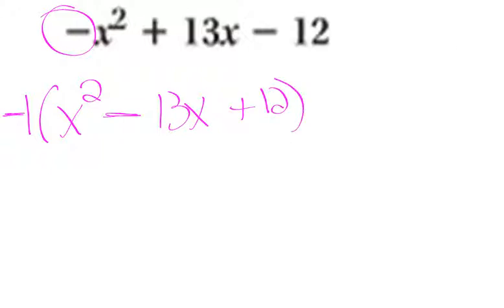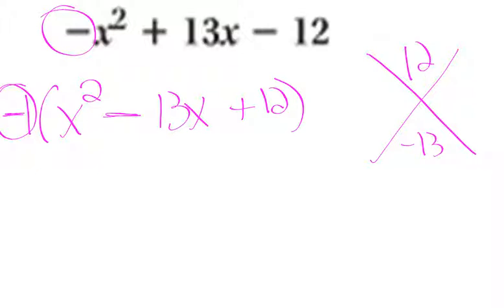Now we can use our magic X on this, but don't forget that this negative 1 is part of our solution. So now we ask, what two factors of a positive 12 add up to negative 13? That means both signs have to be negative, because when you multiply a negative times a negative, you get a positive, but when you add a negative and a negative, you get a larger negative. So this is going to be 12 and 1. When I multiply negative 12 times negative 1, I get a positive 12, and when I add negative 12 and negative 1, I get a negative 13.